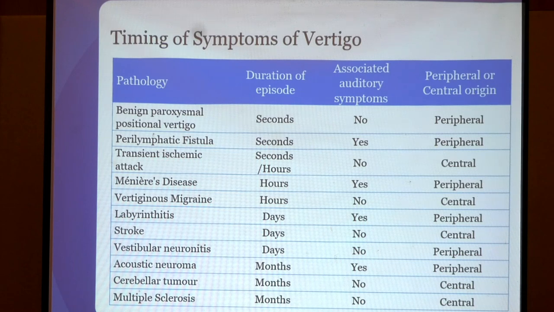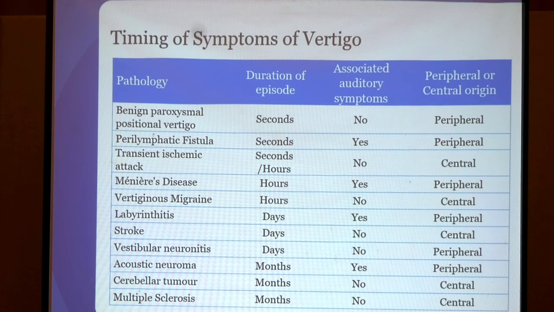If it is Meniere's disease, it happens for hours, and associated symptoms, yes, they are there. We know the triad of Meniere's, and it is peripheral. If it is vestibular migraine, again it lasts hours, no associated auditory symptoms, and it is a central lesion. If it is labyrinthitis, it can last days, yes there will be auditory symptoms, and it is again peripheral. If it is a stroke, it would be days, no auditory symptoms, and it is a central lesion. If it is vestibular neuronitis, it is again days, no auditory symptoms, and a peripheral lesion.